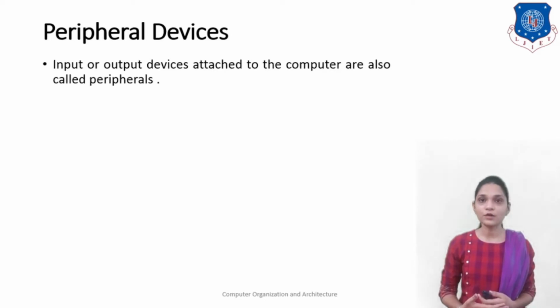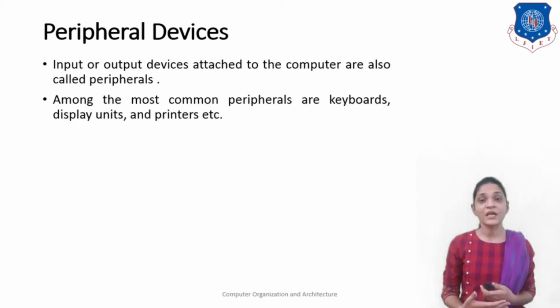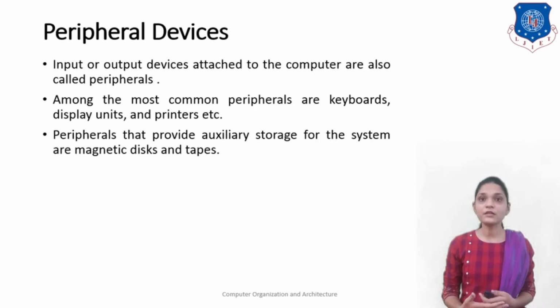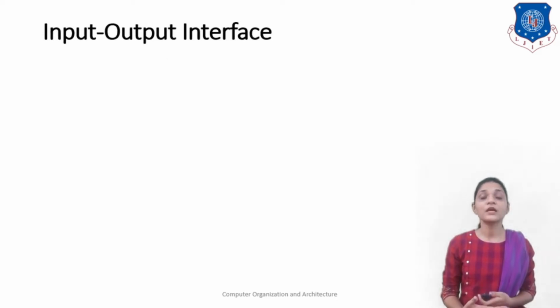Here the input or output devices that are attached to the computer are also called peripheral devices. Among the most common peripheral devices we can name keyboards, display units, printers, etc. There are also peripheral devices that provide auxiliary storage for the systems, like magnetic disks and tapes. So these all are our peripheral devices that we connect with the computer, or you can say CPU.